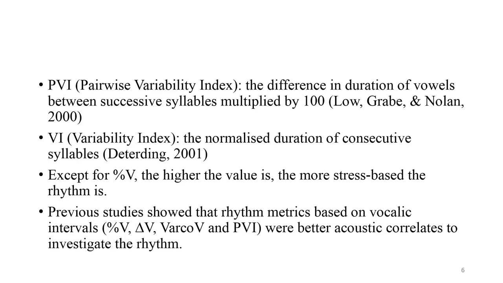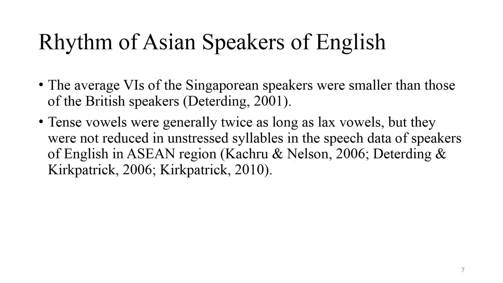Previous studies showed that rhythm metrics based on vocalic intervals, which are %V, delta V, and VarcoV, and PVI, were better acoustic correlates to investigate the rhythm. There are some studies which investigated the rhythm of Asian speakers of English. According to Deterding, the average VIs of the Singaporean speakers were smaller than those of the British speakers.